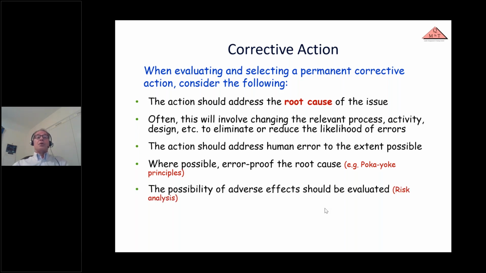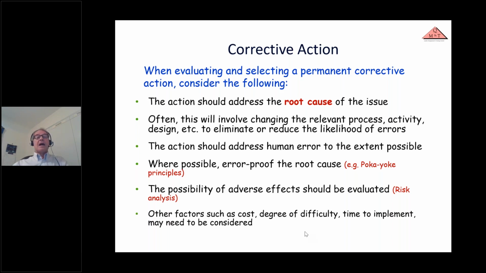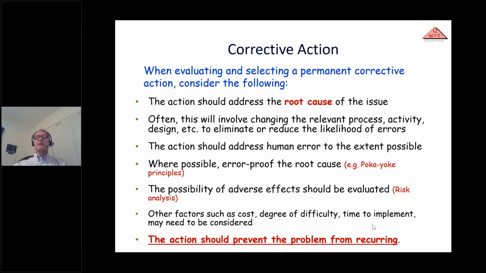The team should also consider the possibility of adverse effects, risk analysis. The corrective action may solve the current problem, but it might introduce a new problem, a concern or a hazard. So the team need to consider that possibility. And other factors such as cost, degree of difficulty, time to implement may also need to be considered. However, most importantly, the action should prevent the problem from recurring.